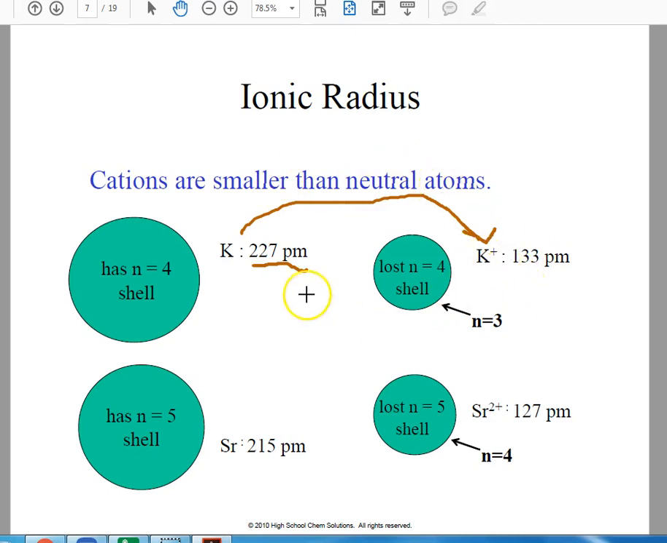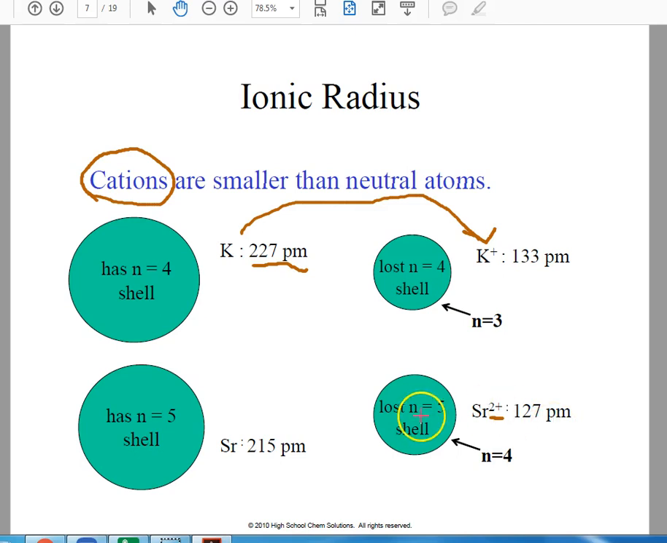And the reason for that is because in losing that 1 electron, it loses that whole 4th shell. So now it only has 3 electron shells. Okay, so cations, positively charged atoms, are smaller than an atom with no charge. Same thing for strontium. Strontium is actually on the 5th row, so it has 5 energy shells. But if strontium loses 2 electrons to become +2, then it will lose that whole 5th shell. And notice the drastic decrease in its radius when it does so.